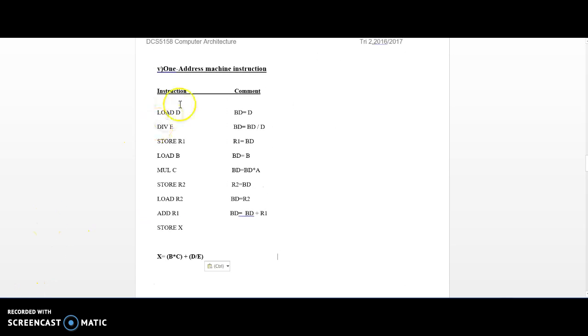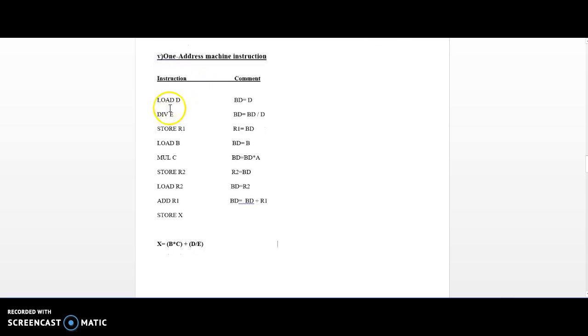Now I'm going to continue with one address. For one address, you have to follow similar to the infix notation. You have to refer to this. When you write load D, you take from the second bracket, and you write load D, and you divide by E. You write it like this.